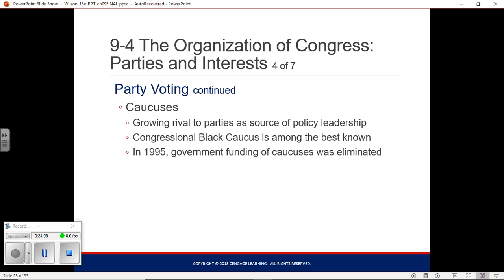I will say in 1995, the House Republicans eliminated government funding of caucuses. While that might sound like a win, on the other hand, it just opened the door to more special interest money in campaign funding. Some of the caucuses just died because they weren't that important or identifiable, and others simply found outside groups to continue financing and supporting them.